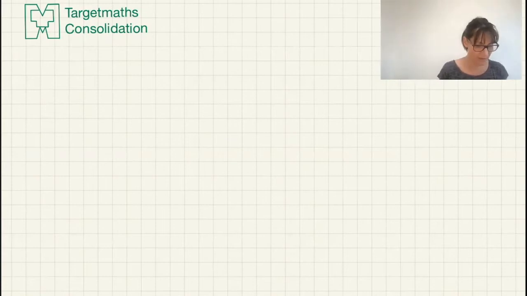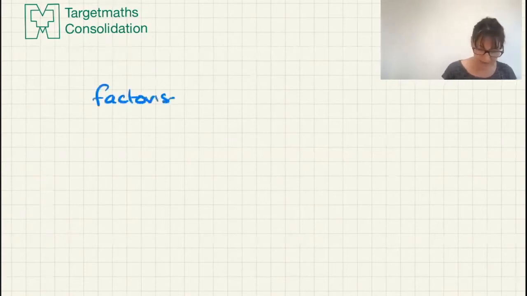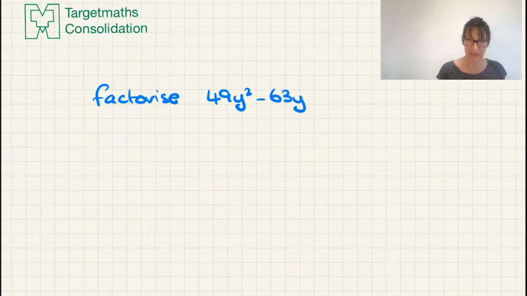We're going to start off by factorizing. So I want you to factorize 49y squared minus 63y. So you'll hit pause and you'll press play when you're ready.